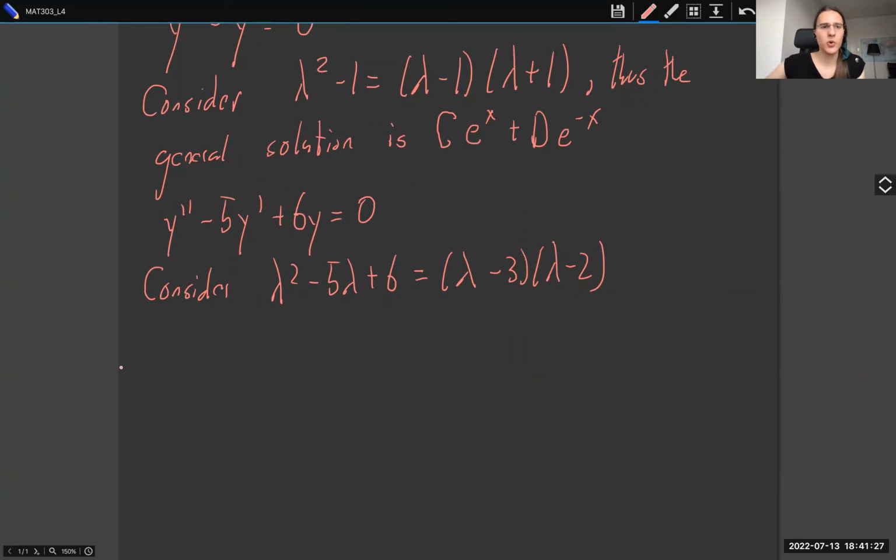Cool. So the general solution is, it's pretty much the same thing as before. c e to the 3x plus d e to the 2x.